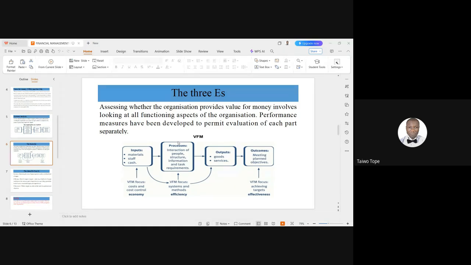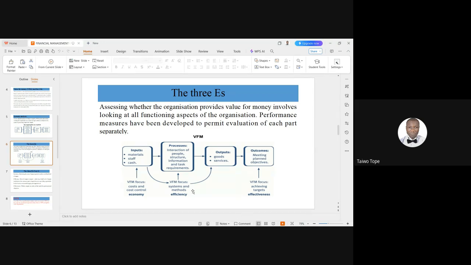So that is planning. So value for money matters because it helps to promote transparency and good governance, and it encourages sustainable and cost-effective operations. So these are some of the reasons why value for money matters.